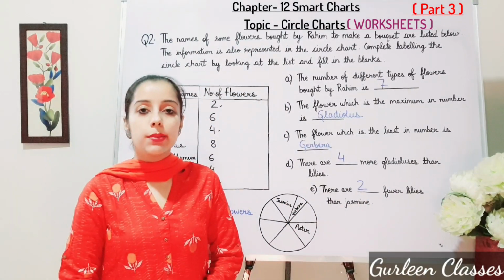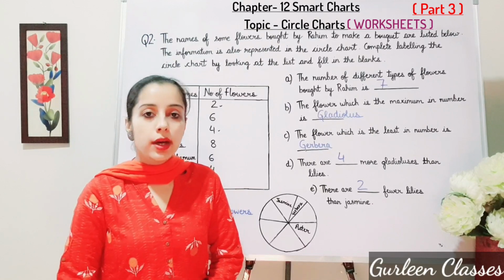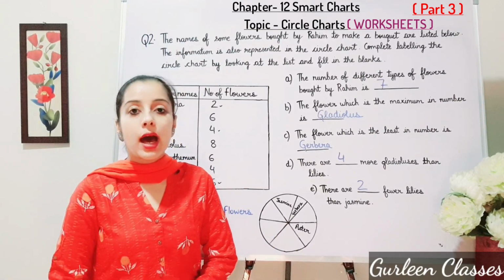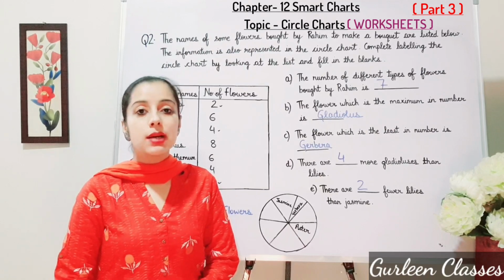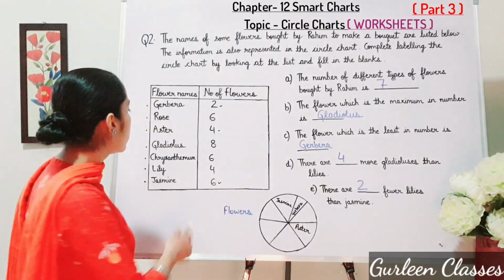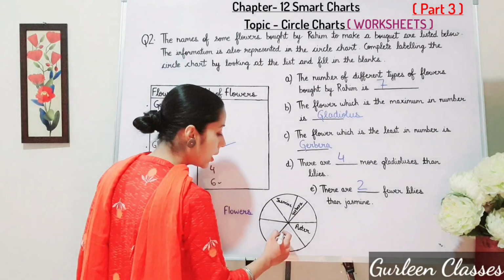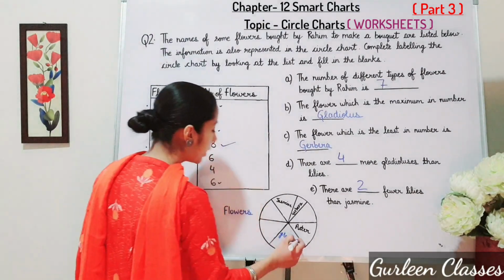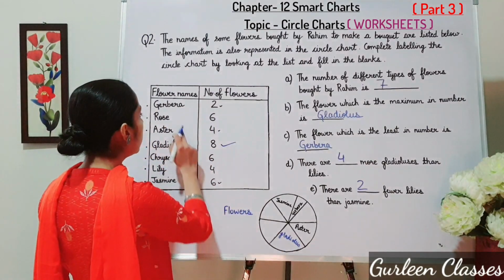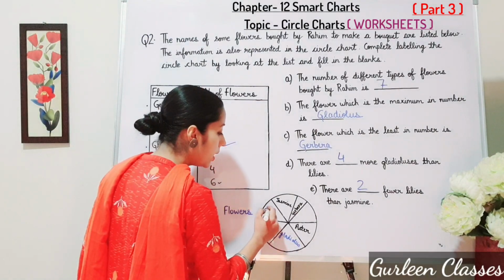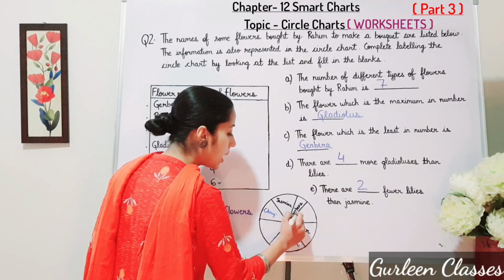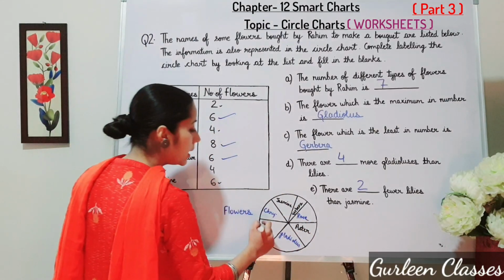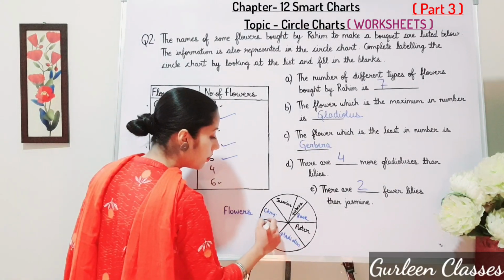So now let us label the circle chart. So here you can see jasmine, gerbera and aster, it's already been filled. And we know that gladiolus flower is the maximum. And maximum will be here. So gladiolus is 8. So right here, gladiolus. And chrysanthemum and rose is 6. Right here, chrysanthemum and rose. So this also we have done, and lily is 4. So right here, lily.